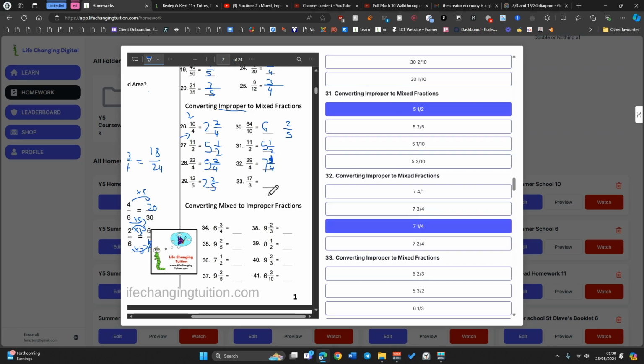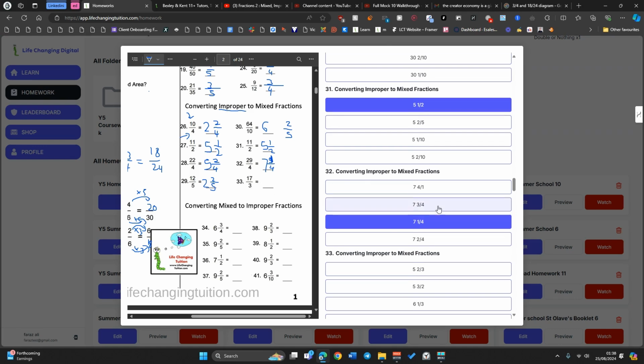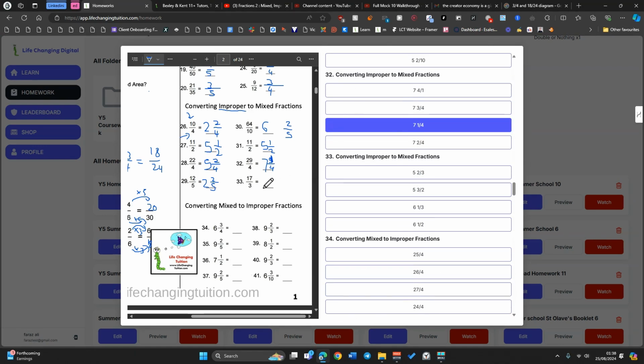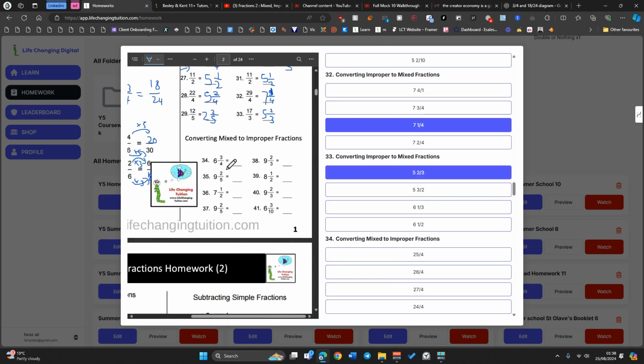So 7, 1 over 4. 17 over 3 here will be, 3 goes into 17, 5 times. That would leave us 2, because 3 times 5 is 15, and then 3 over here, so 5, 2 over 3. Okay, that's question 33 done.